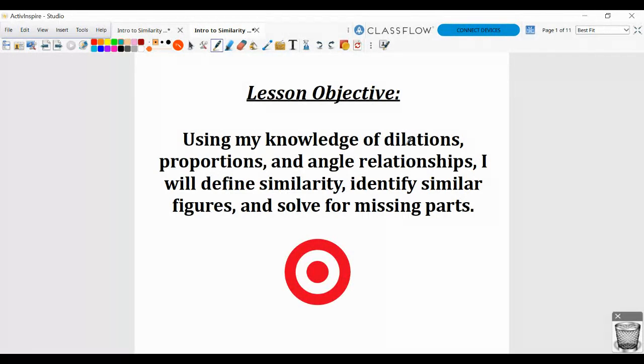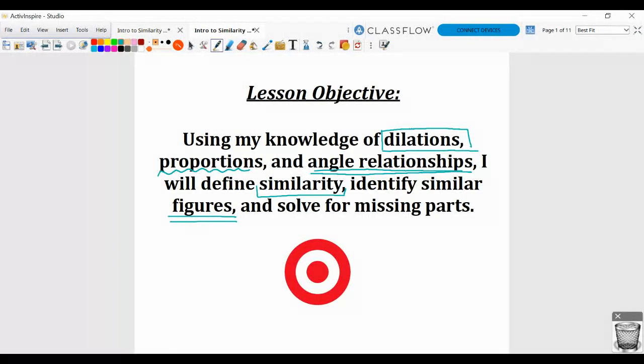In this lesson, we're going to be building on some of the things that we did before break, as well as what we reviewed together today in class. So using our knowledge of dilations, proportions, and angle relationships, which maybe has been a little bit longer since we've talked about those, I will define similarity. This is new to us. Identify similar figures, as well as solve for missing parts. So we're going to be combining all of this.